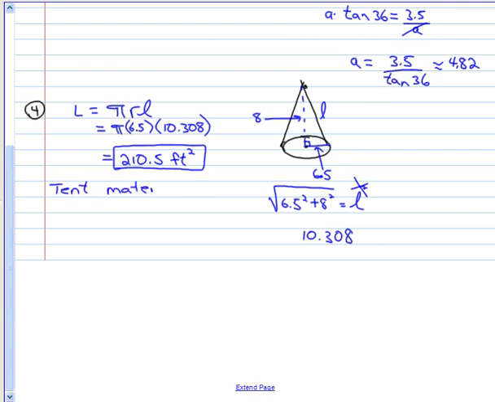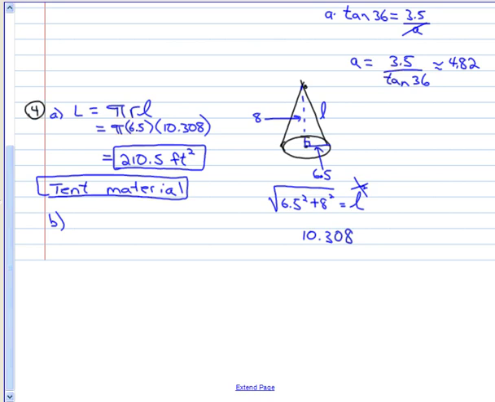Notice this one does not have any base. You have to just sleep on the ground. It represents the tent material, or the tarp, or whatever you want to call it. That was part A. Part B. Find the surface area of the tent and describe what it would represent.